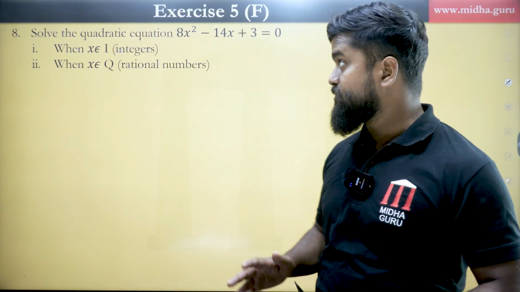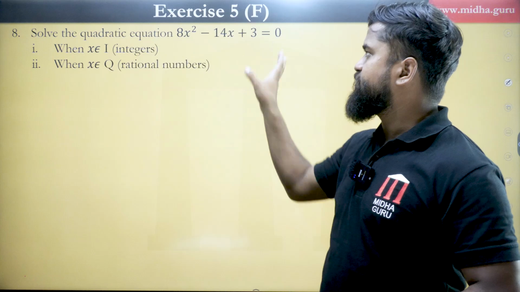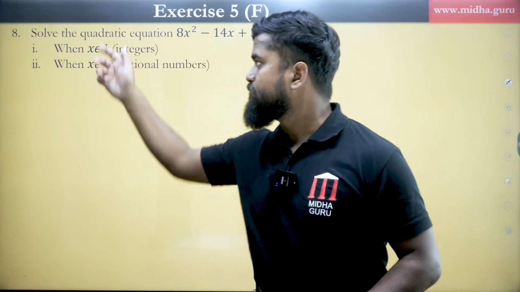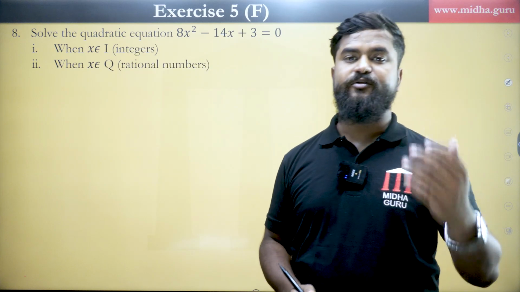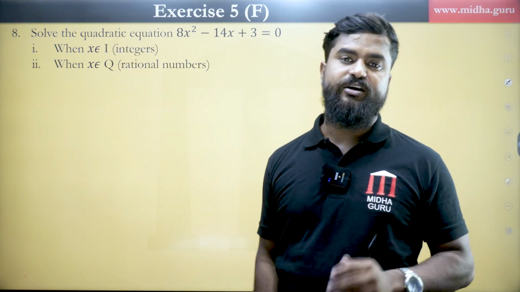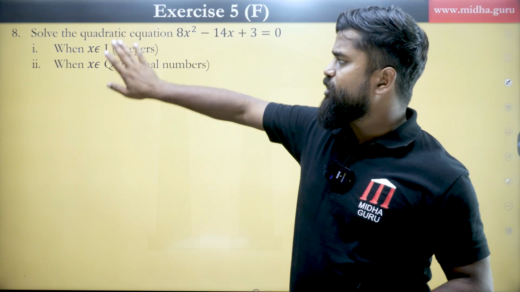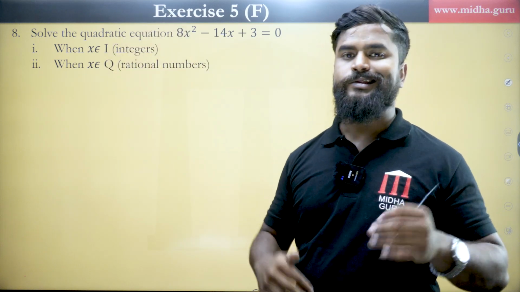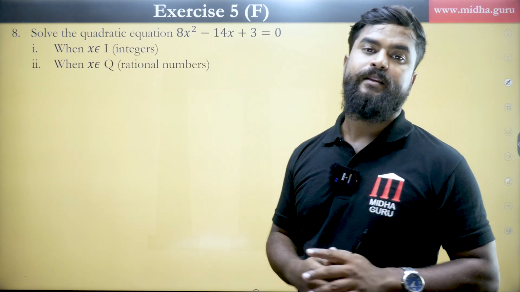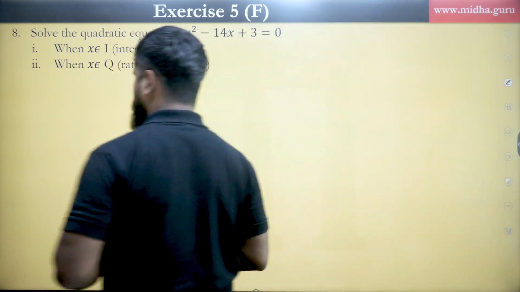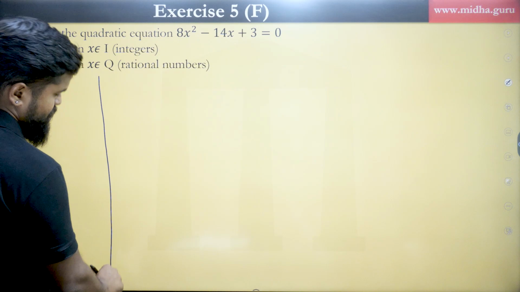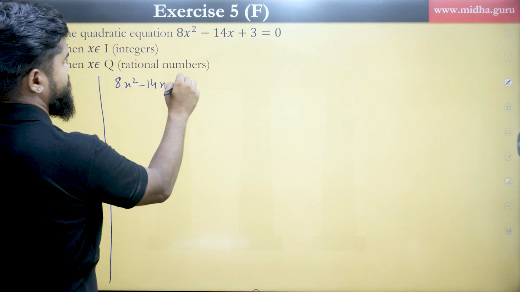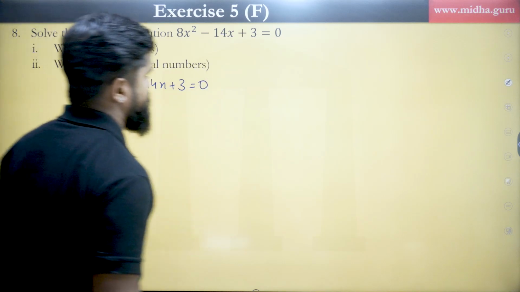The next question says, solve the quadratic equation 8x square minus 14x plus 3 is equal to 0 when x is an element of integers and when x is an element of rational numbers. So we will pay attention here. First we will try and solve the quadratic equation. Then we will move on to see what the values of the variable, that is the value of x, will be. So we have 8x square minus 14x plus 3 is equal to 0.